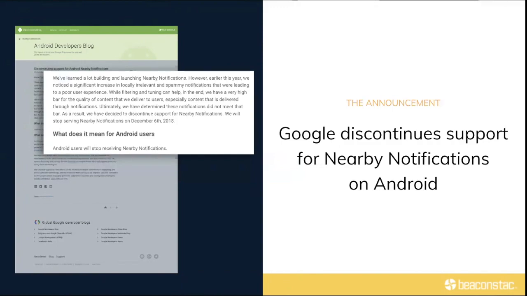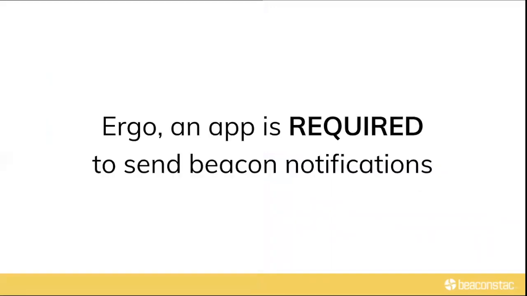So all of this really compounded the fact that there were a lot of beacons out there. There are still a lot of beacons out there trying to leverage the Nearby platform, but essentially it was never good enough for us to really take to the next level. So anyway, here we are. Google has decided to discontinue Nearby notifications on Android. And so what does that mean?